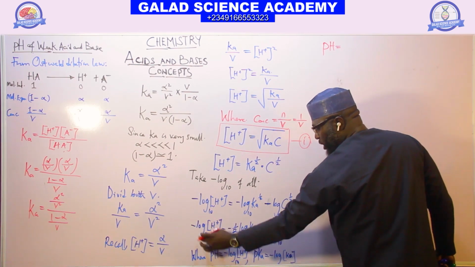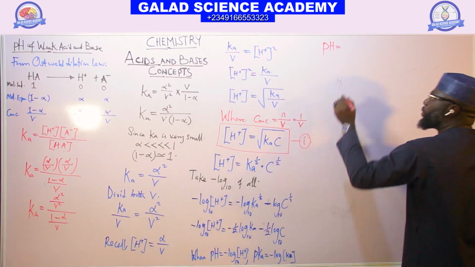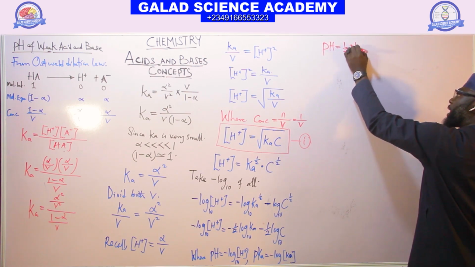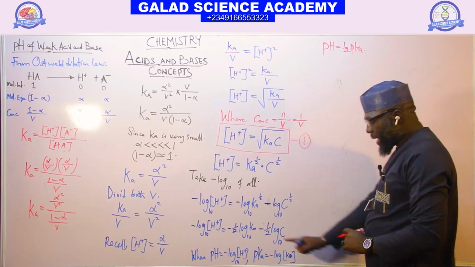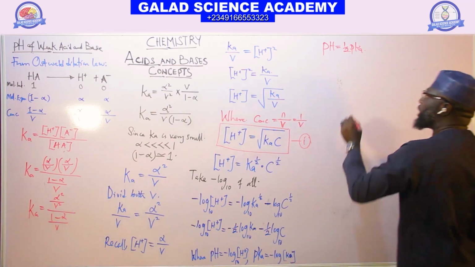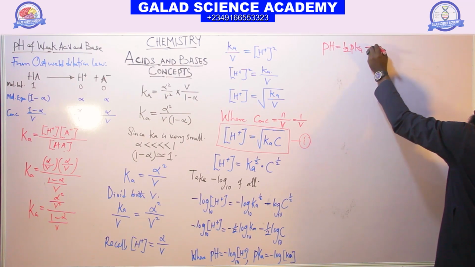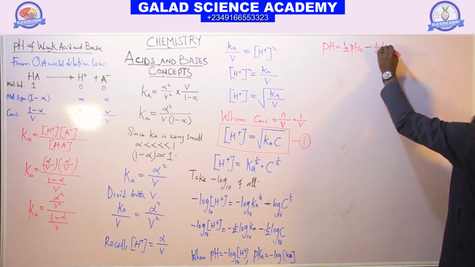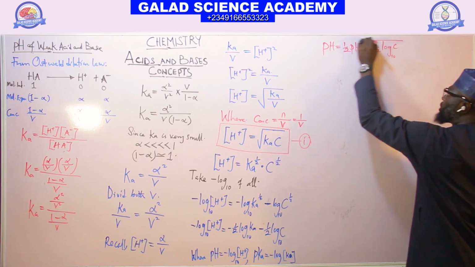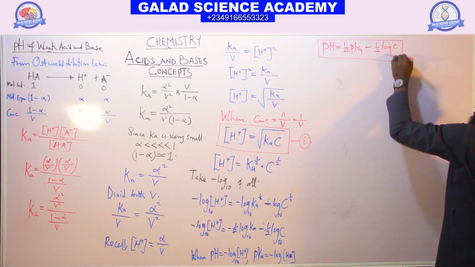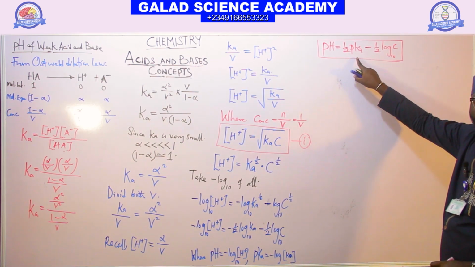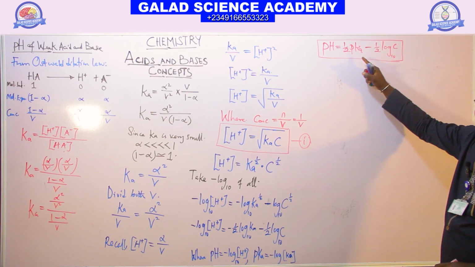We use pH to represent this, where we have half pKa. The pKa represents minus log Ka to base 10 here. So you now say minus half of logarithm of C to base 10. C is concentration. This is the pH of a weak acid.